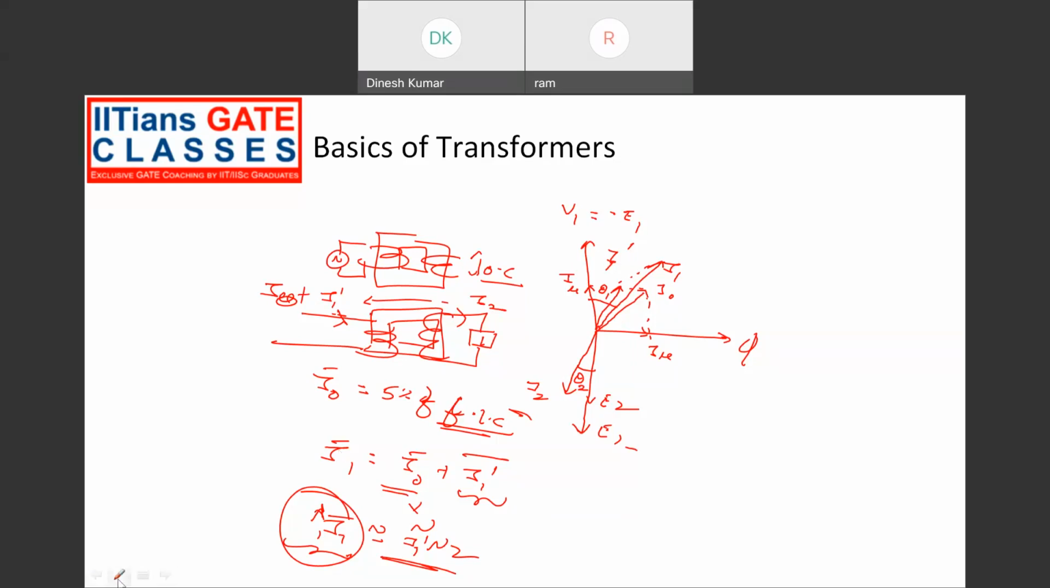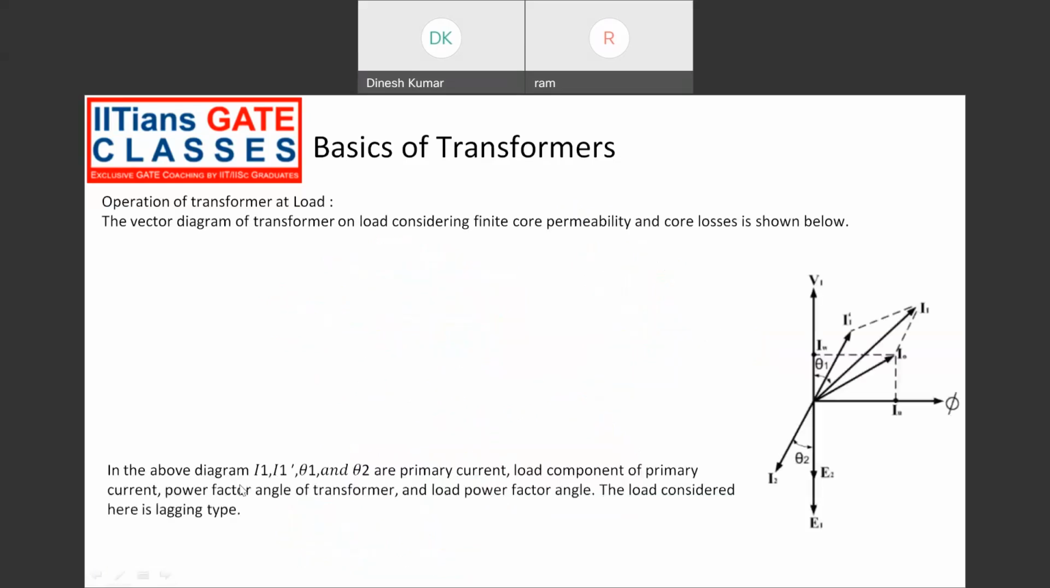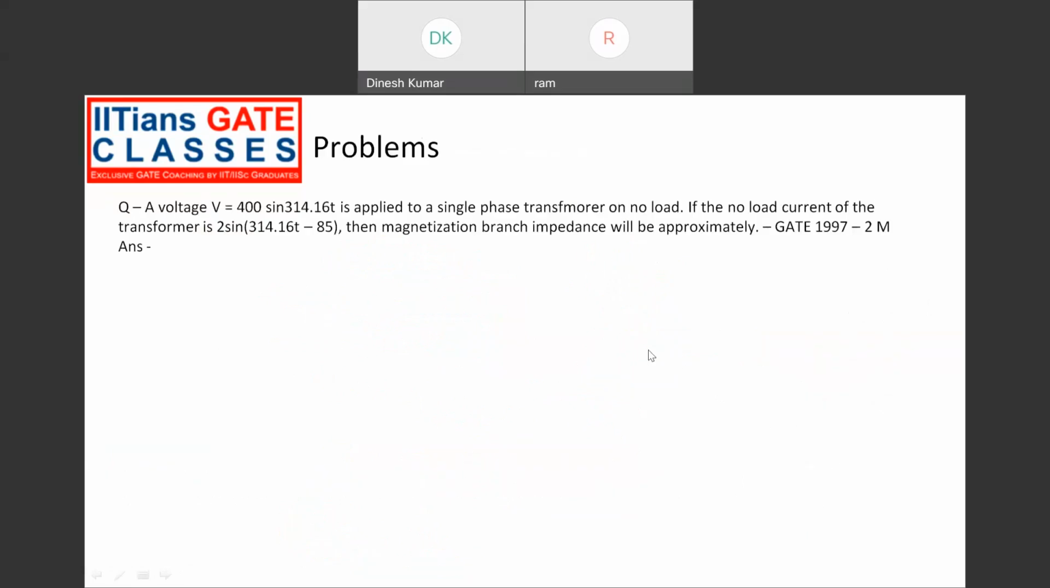Okay, let's go to the next slide. So this is what I have discussed in the earlier slide. Here we have a better picture for the vector diagram. So here is one previous year GATE question.